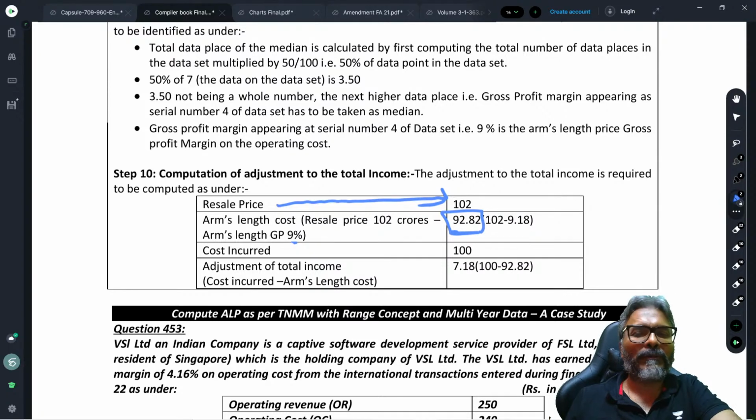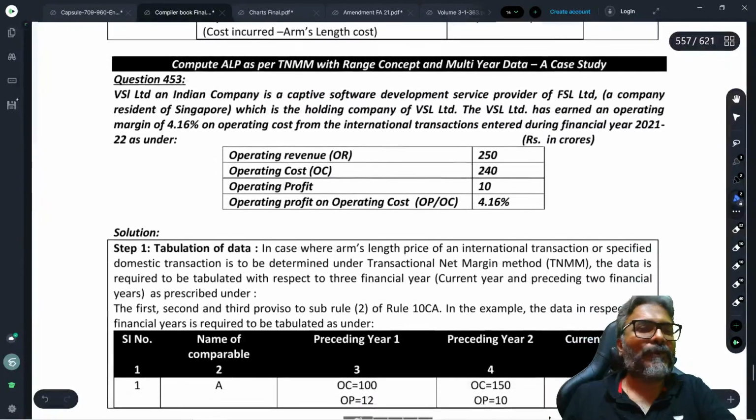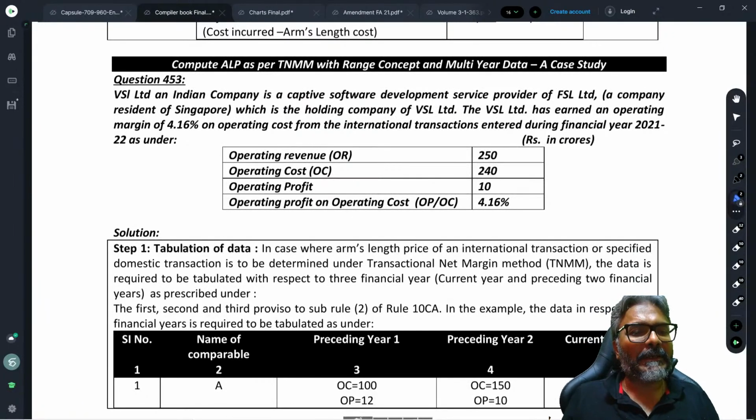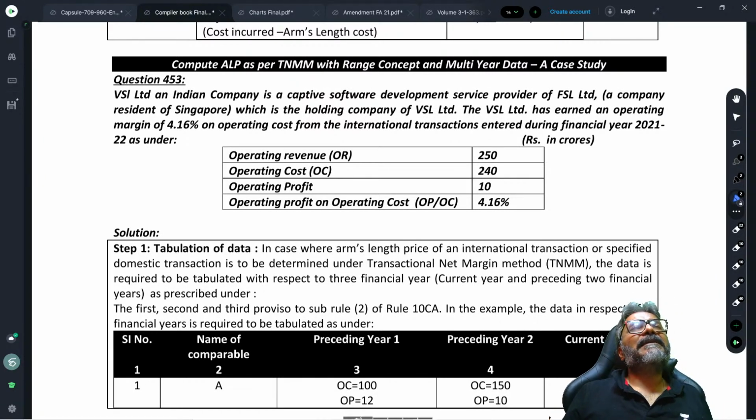Is that clear to all of you, students? So I have done one question. One question is your homework, which is 453. Please do ensure to do that, and that will help you to practice. I don't expect that the ICAI will ask you such a big question, but it can be MCQs, integrated case studies, or something of that sort.